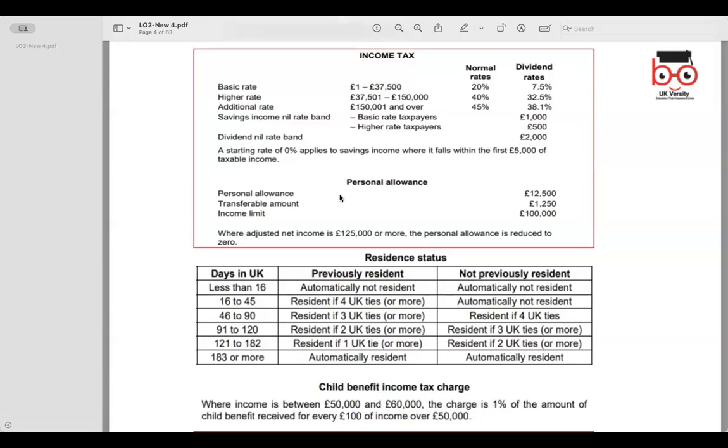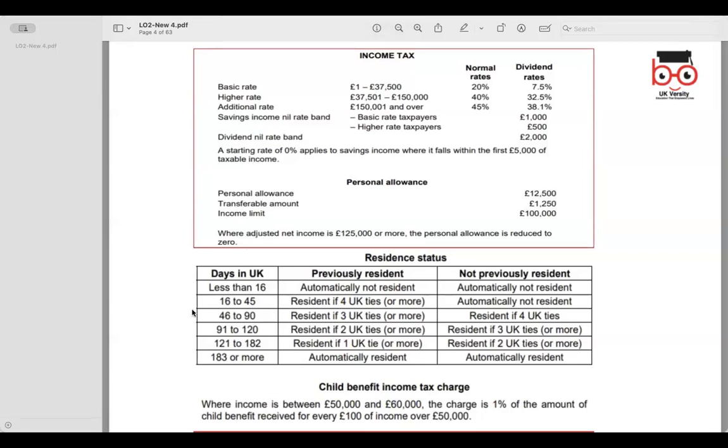So next is the personal allowance. Everyone is entitled to a certain amount of income that they don't have to pay tax on. For the current year, the personal allowance is 12,500. Additionally, there is a transferable amount of 1,250 for some individuals.